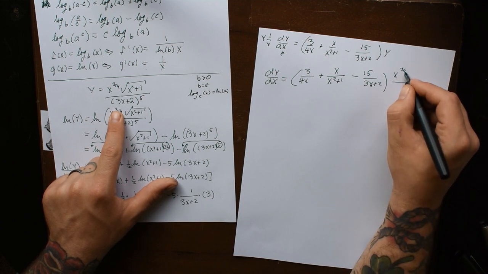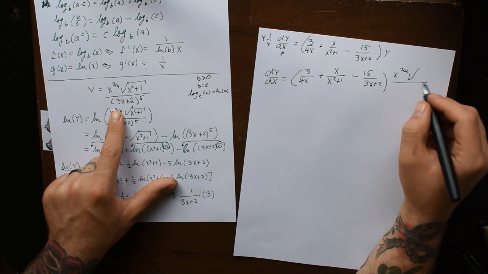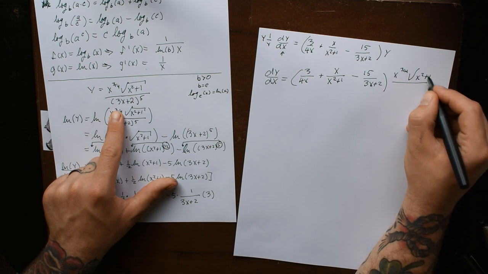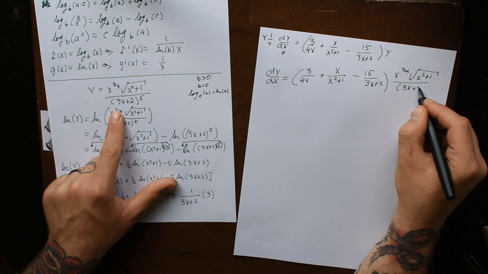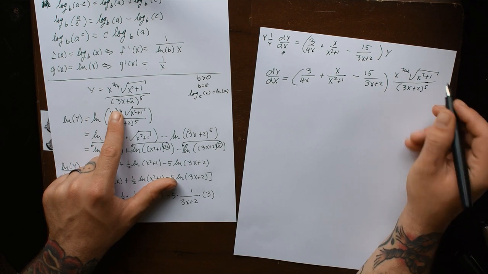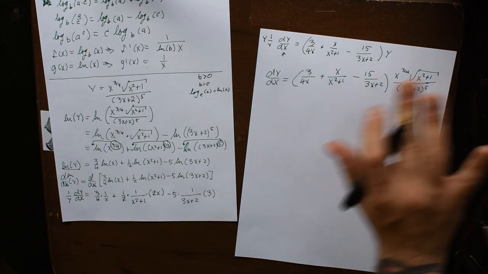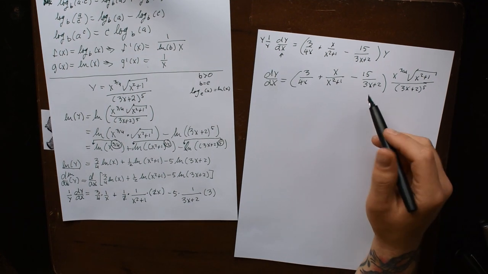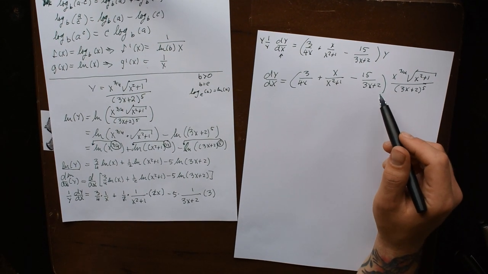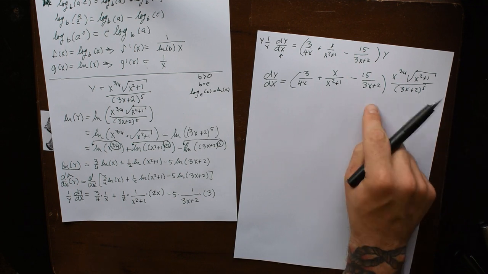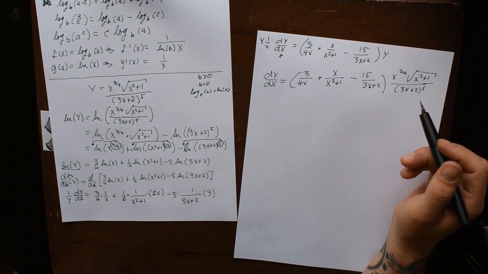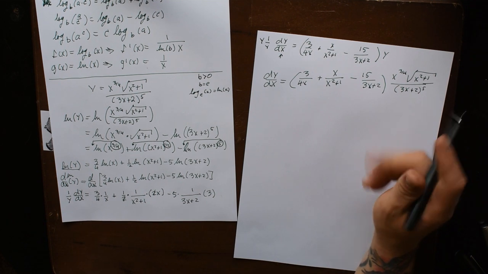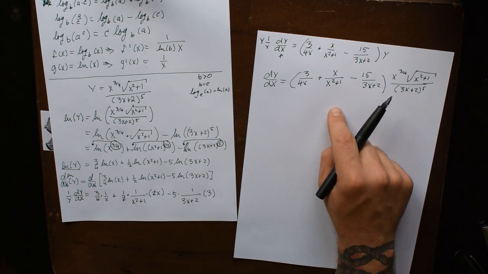x to the 3/4 square root x squared plus 1 over 3x plus 2 to the 5th. We're done. Stop at this point. I would strongly discourage you from manipulating this thing, trying to put things on common denominators and gather like terms. Just leave it alone at that step.